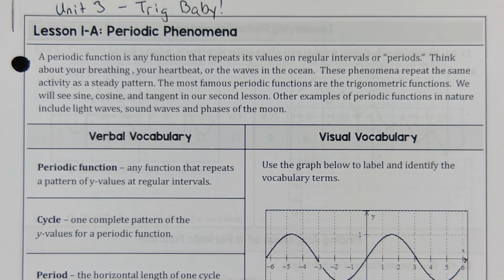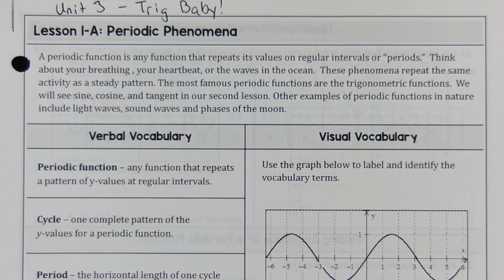The most famous periodic functions are the trig functions, trigonometric functions. You should have learned about them in geometry. Would have been nice if you learned about them a little bit in Algebra 2. I don't know if your teacher had time to get to it or not. And those three basic trigonometry functions are sine, cosine, and tangent. We'll get to those in another lesson.